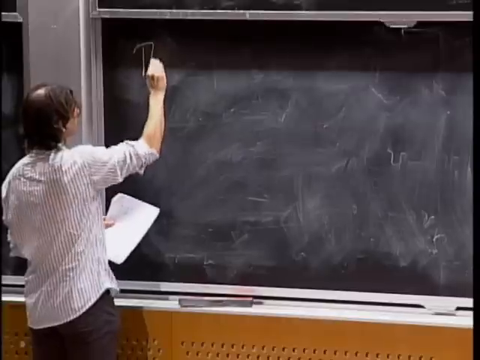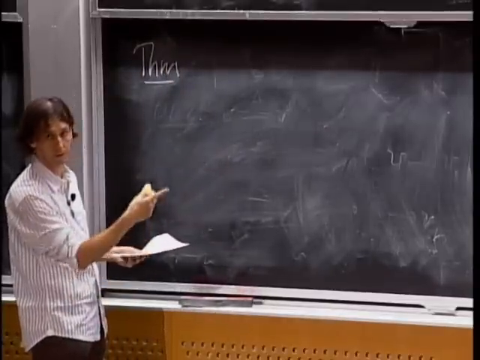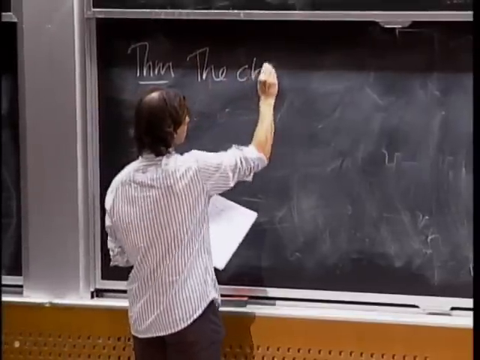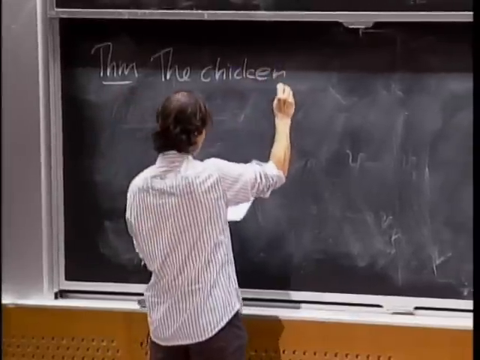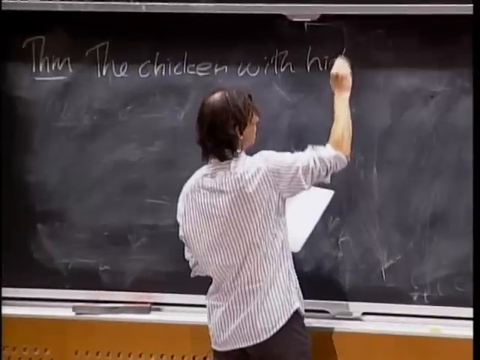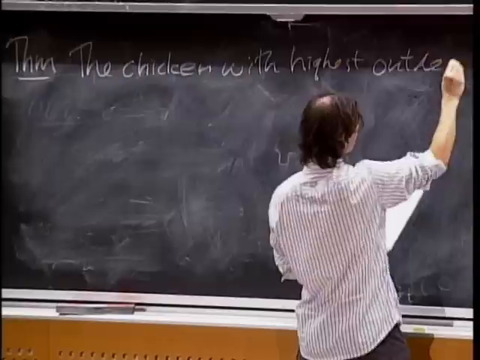So the theorem is that even though there can be multiple kings, as indicated in that particular example, I certainly know that the chicken that has the highest out-degree is definitely a king.